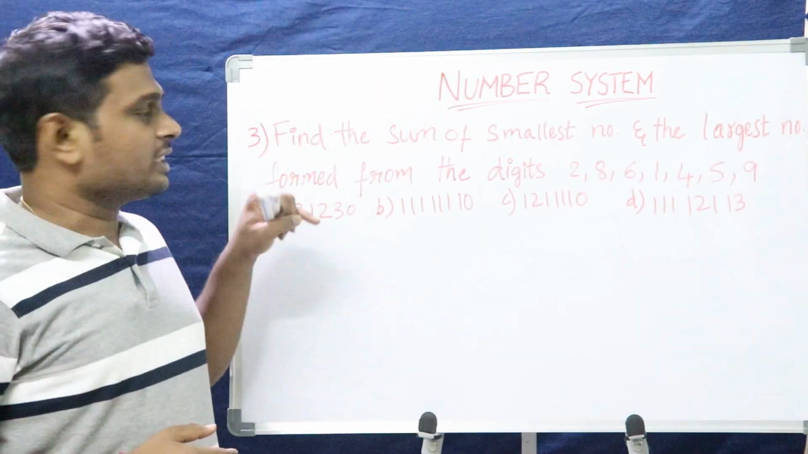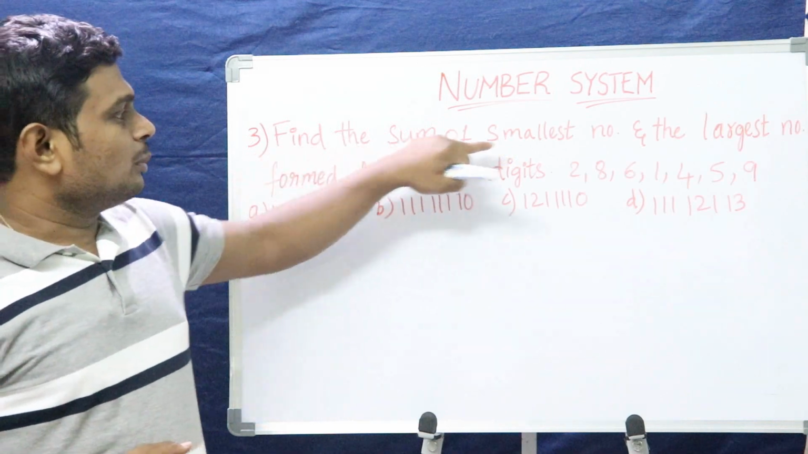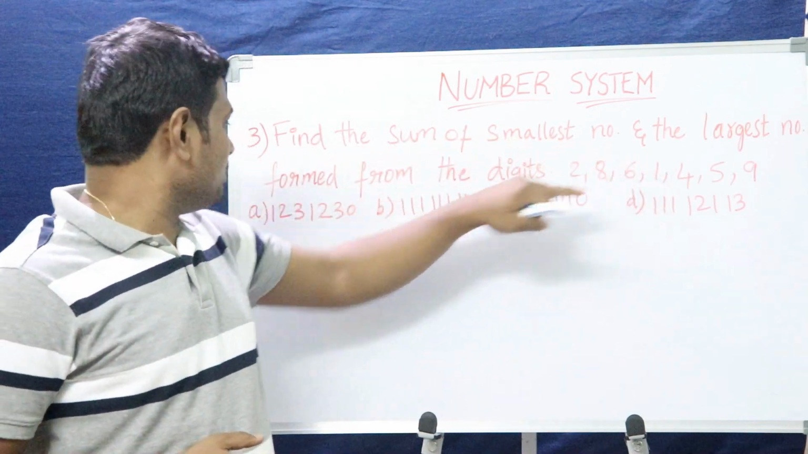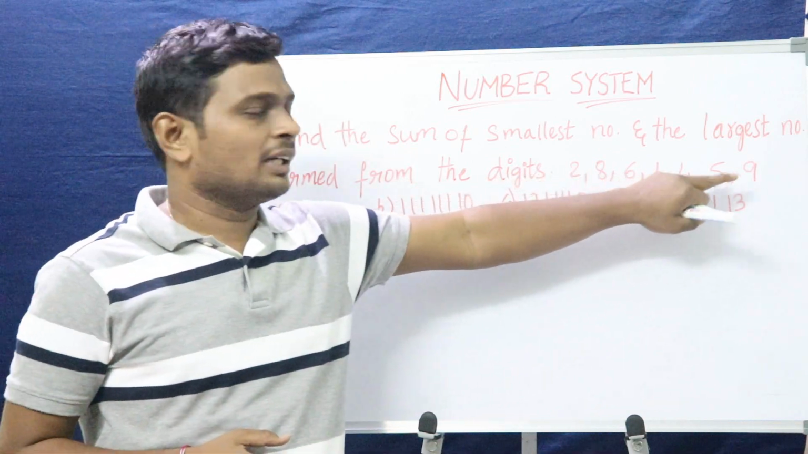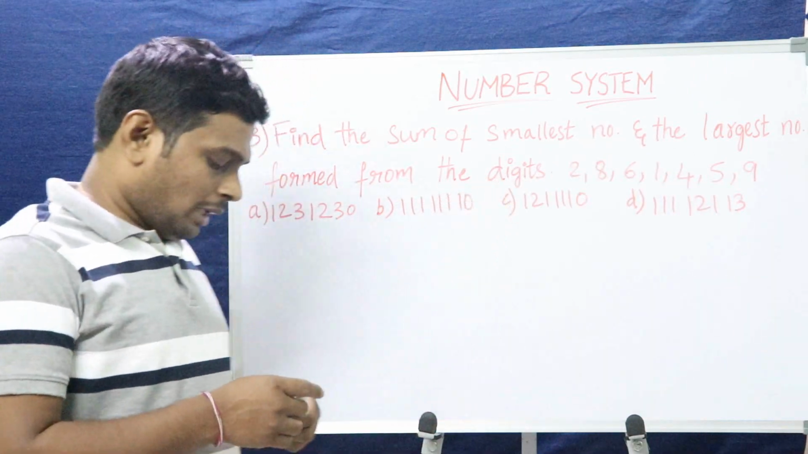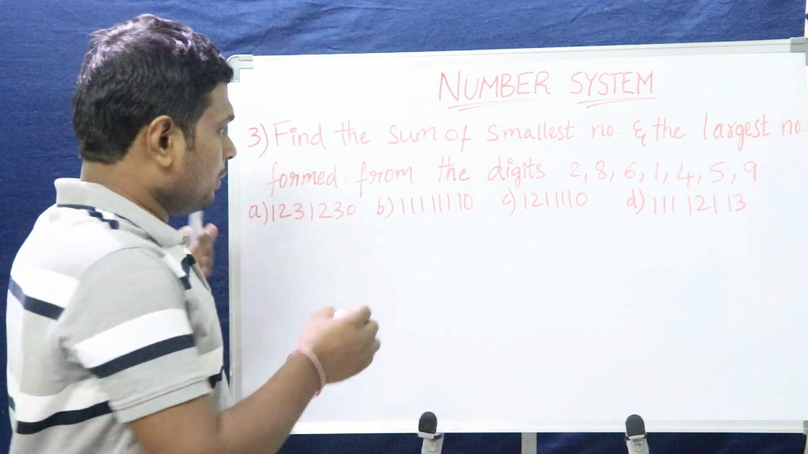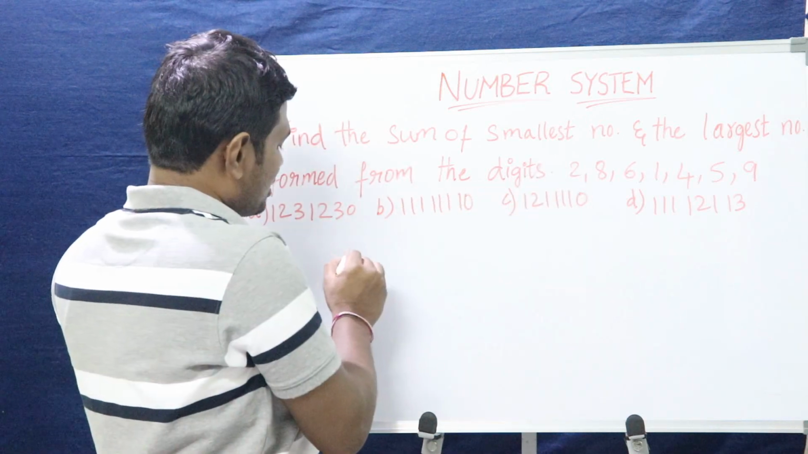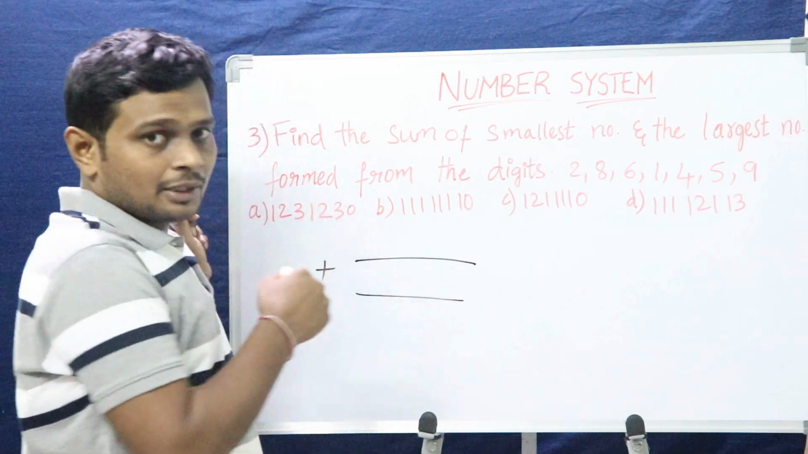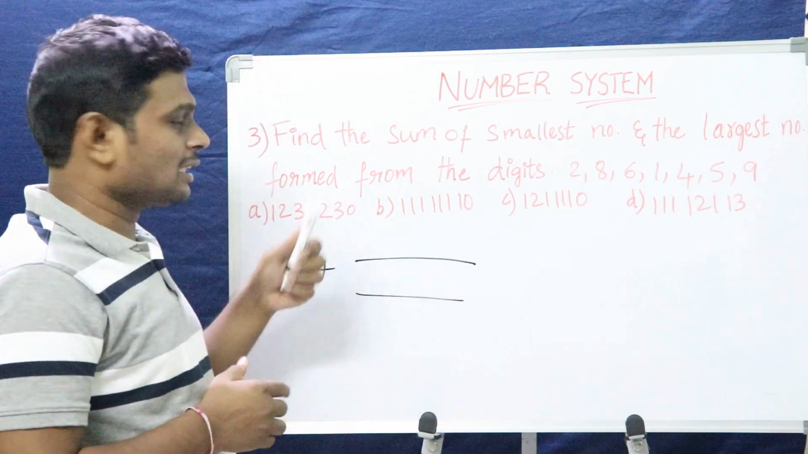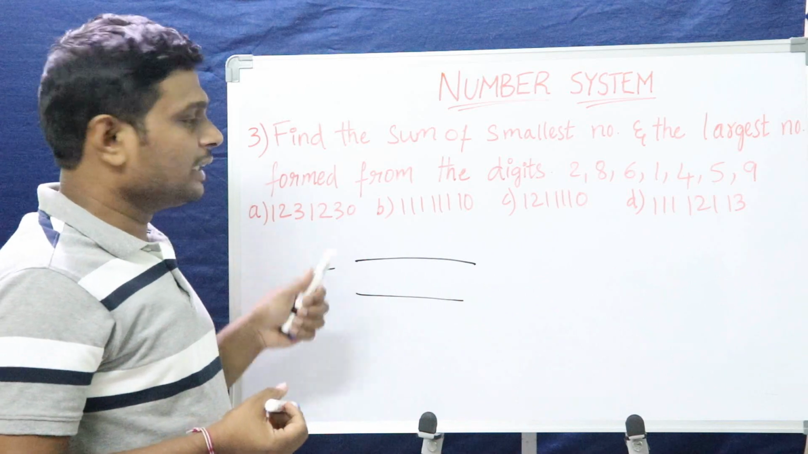I have taken one more example. Find the sum of the smallest number and the largest number formed from the digits 2, 8, 6, 1, 4, 5, 9. Okay, what do we need to find out? We need to calculate the smallest number and the largest number, and we need to add those two numbers. We need to find out the sum of those two numbers.